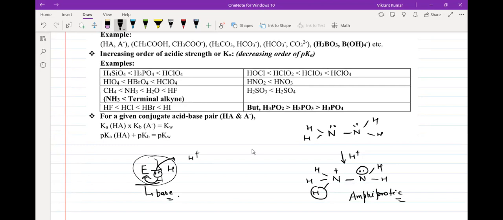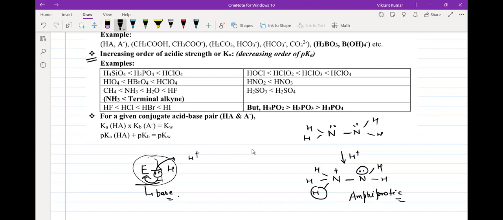So that will be called the conjugate base of the given acid. Whenever we talk about a conjugate acid base pair, those will be the substances which are interconvertible by addition or removal of 1 H plus. So like H3PO4's conjugate base will not be PO4 3 minus, it will be H2PO4 minus. Is it okay? That was another part.